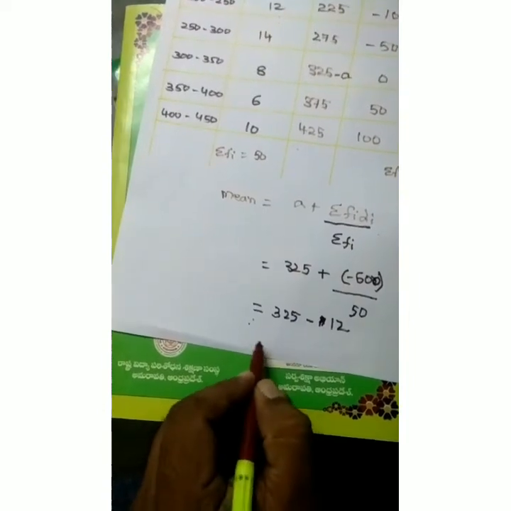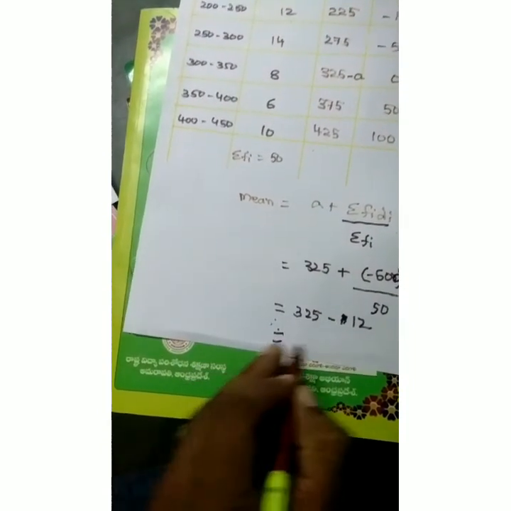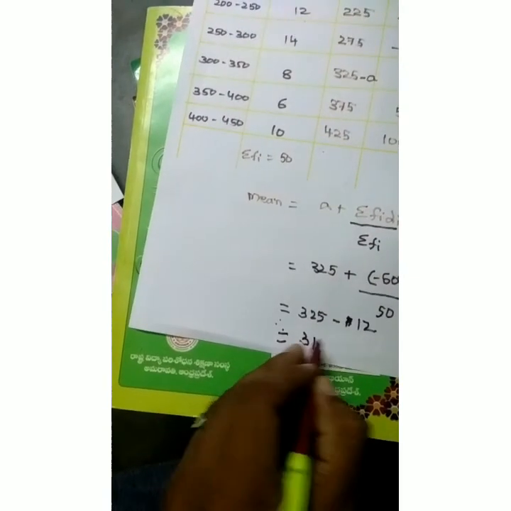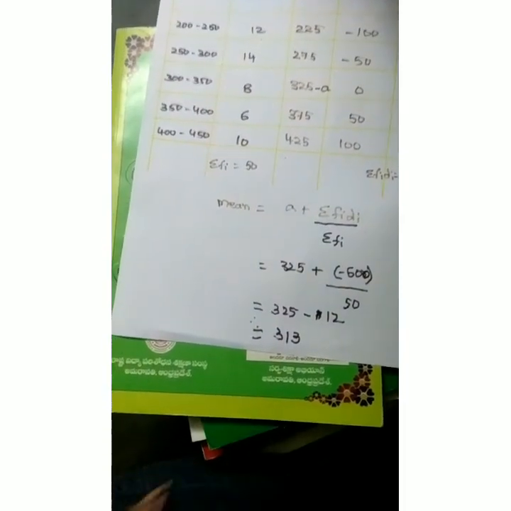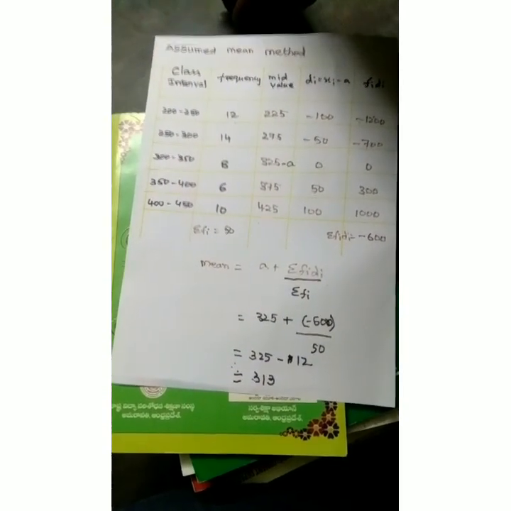So 325 minus 12 is 313. So in this way we can find the mean by the assumed mean method. Thank you.